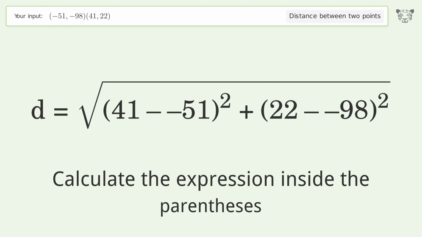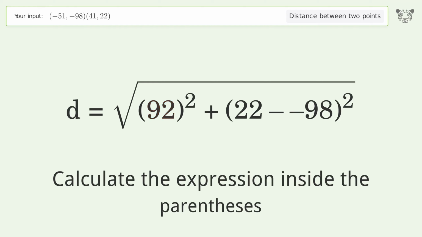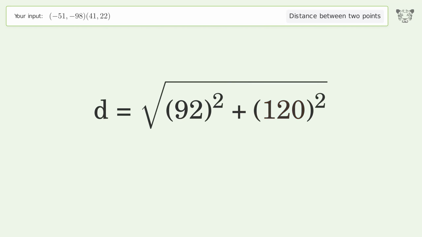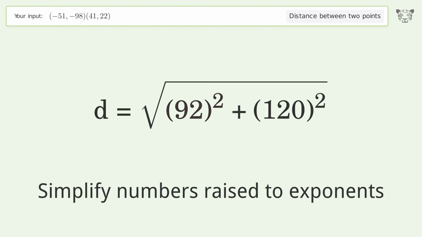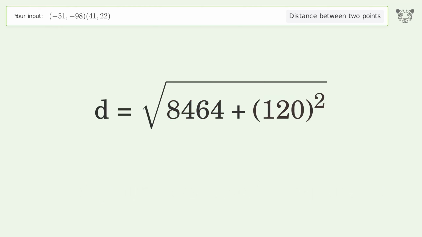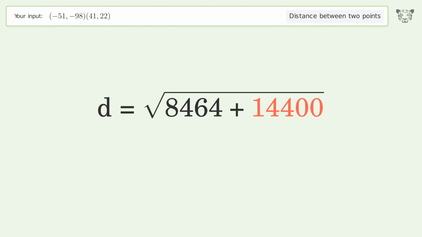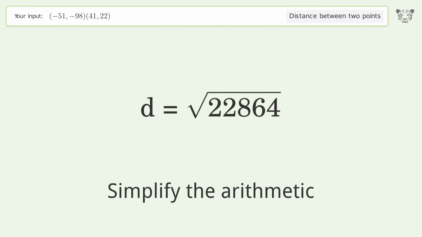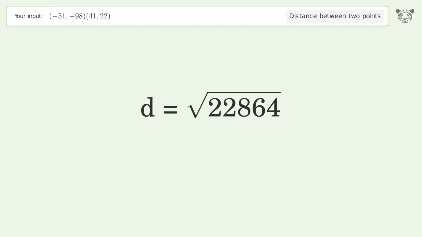Calculate the expression inside the parentheses. Simplify numbers raised to exponents. Simplify the arithmetic. And so the distance between the 2 points is the square root of 22,864, or 151.208.